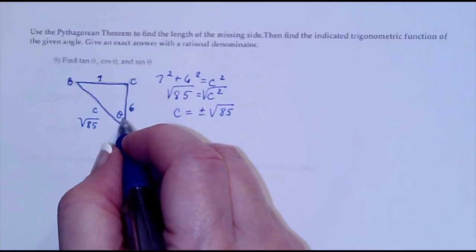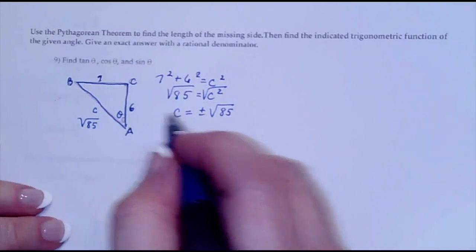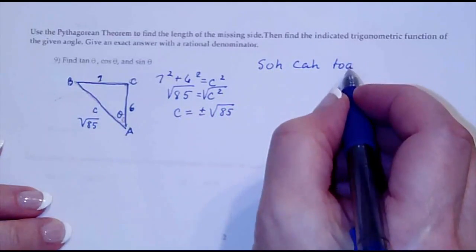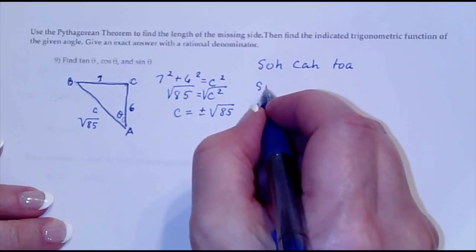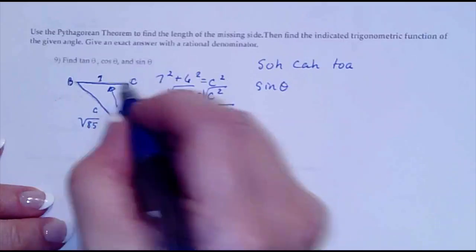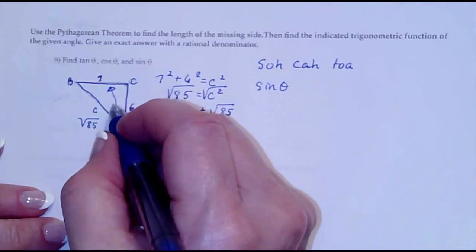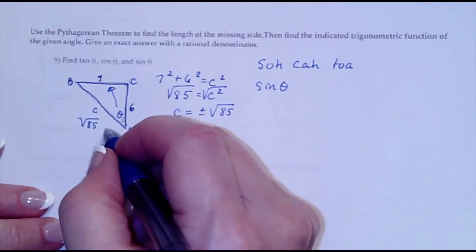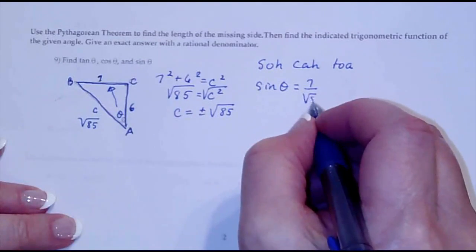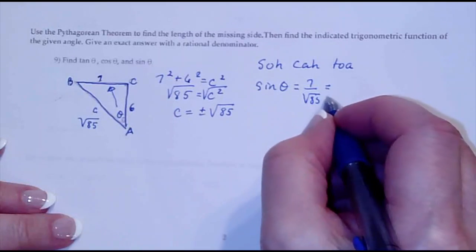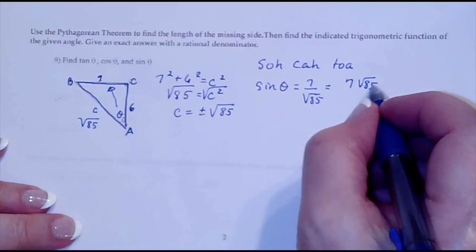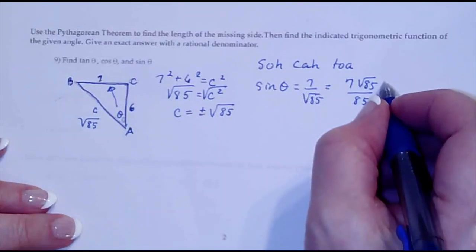Now our theta is down here this time, right? So when we do our SOHCAHTOA, we're going to have our sine of theta. This time opposite is going to be straight up above, because opposite is straight across from theta. And hypotenuse is our square root of 85. So we get sine equals 7 over square root of 85. But by now we know if I multiply the square root of 85 in the top and the bottom, I'm going to get 7 square roots of 85 over 85. So there's my sine.